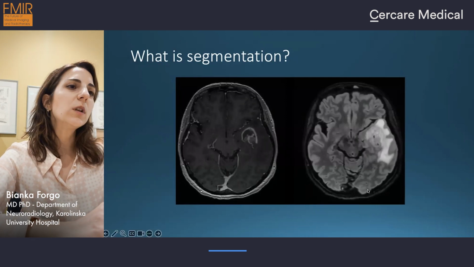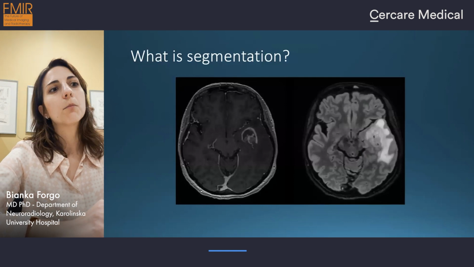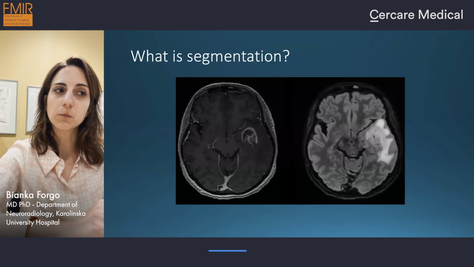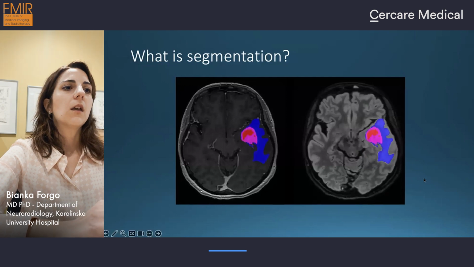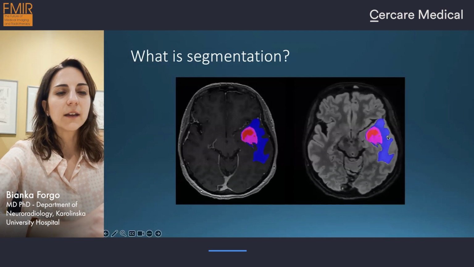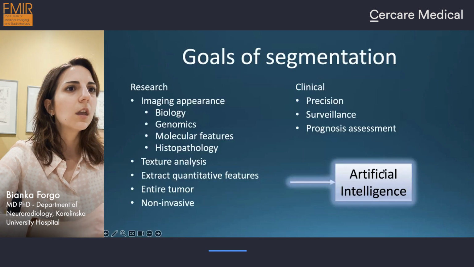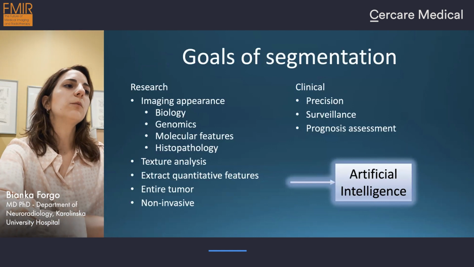Now, when we do segmentation, we want to delineate these structures and partition the different parts of the tumor. And we will end up with something like this. So suddenly we have different parts of this pathology delineated. So what are our goals when we segment brain tumors?